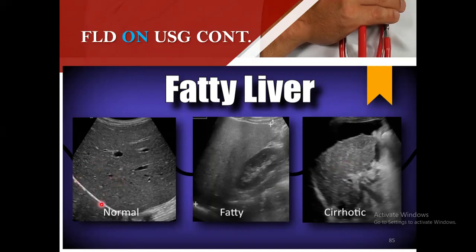No. Check the diaphragm. Very white, nicely bordered. Check here. Do you even see any clear diaphragm here? No. So that should tell you it is fatty liver. Here you are even seeing the ascites.